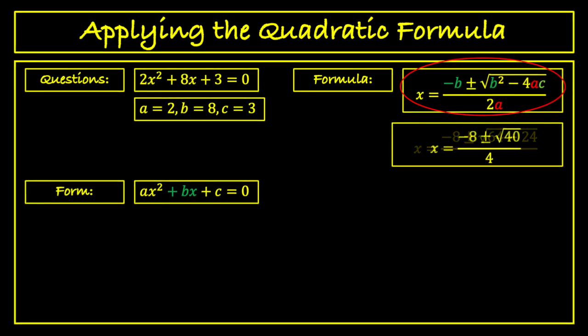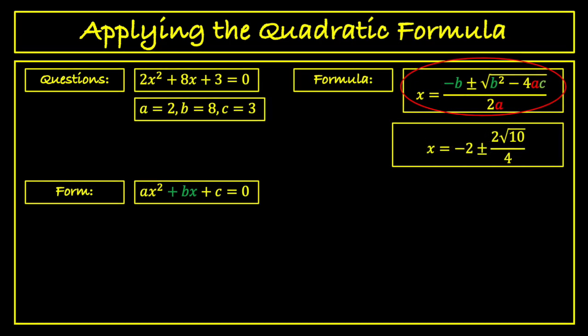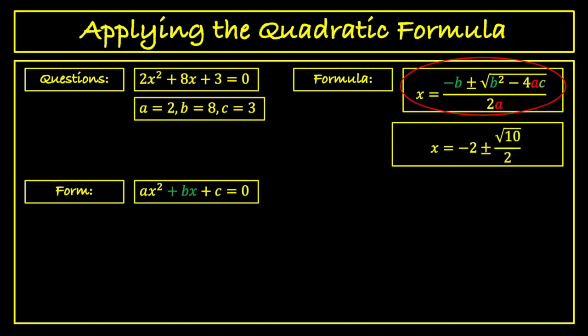Simplifying gives us negative 8 plus or minus the square root of 40 over 4. The square root can be turned from root 40 to 2 root 10. This gives us negative 8 plus or minus 2 root 10 over 4. Dividing by 2 provides us with our solution, which is x equals negative 4 plus or minus root 10 over 2. We can move on to some word problems now.